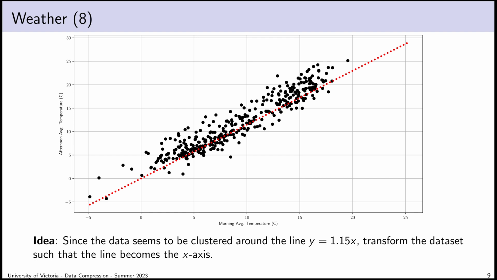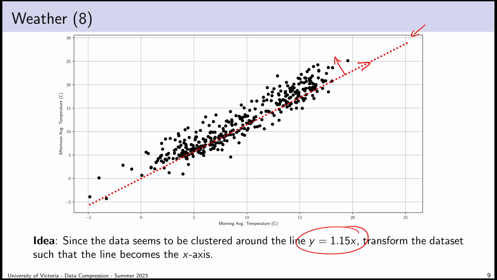So one idea, something I spoiled a couple of slides ago, is because I noticed that my data is clustered around this line of best fit, and of course, it's actually clustered around lots of different lines of best fit, depending on how you define a line of best fit, but we'll go with this one. Because it's clustered around this, why don't I transform the data set, basically doing a coordinate change so that my two coordinates are distance along the line and distance away from the line.